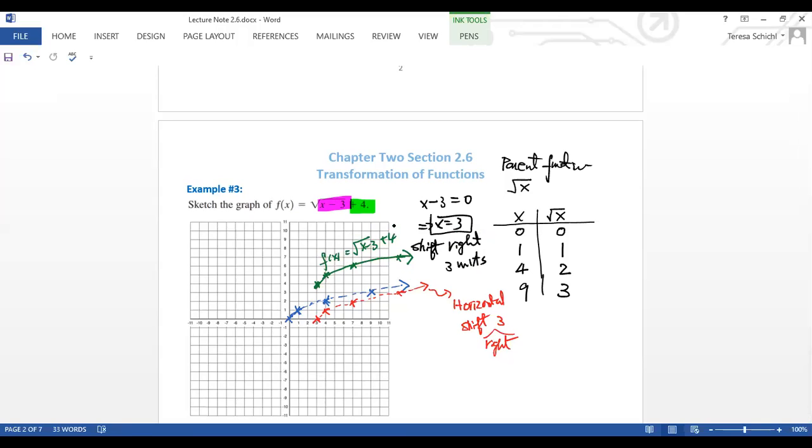So you start with the parent, then you do one transformation at a time. If it's not a final function, you put the dotted line. That means I'm still working. So finally, when you finish all the transformations, your final product, you use the solid line to represent that.